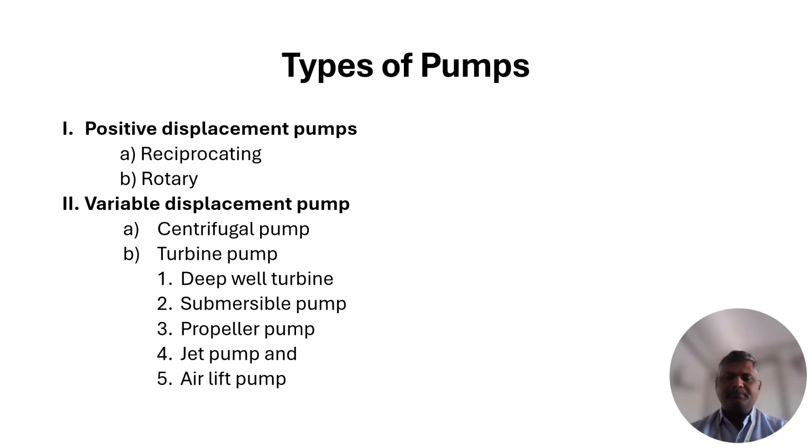But the variable displacement pump provides a discharge that is not constant; it increases or decreases as the total head increases or decreases, or there are changes. The positive displacement pumps are classified into two types: reciprocating pumps and rotary pumps. Variable displacement pumps are centrifugal pumps and turbine pumps. In turbine pumps we have different types available: deep well turbine pump, submersible pump, propeller pump, jet pump, and airlift pumps. Now we are going to discuss the positive displacement pumps, that is, reciprocating pumps and rotary pumps.